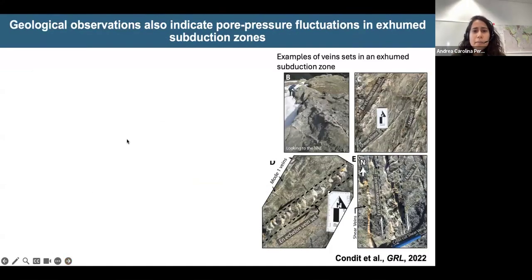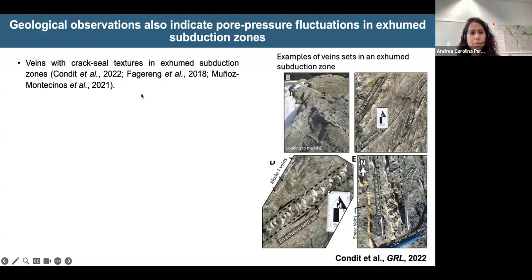So there's also geological observations that indicate pore pressure fluctuations in exhumed subduction zones. So one of the most commented ones is the presence of crack-seal textures in exhumed subduction zones. So these crack-seal textures just signal episodes of crack formation where pore fluid pressure exceeds lithostatic load and a crack forms. The crack is then filled by fluids, and these fluids precipitate minerals which close the crack. And this process repeats cyclically, indicating pulses of pore pressure change.